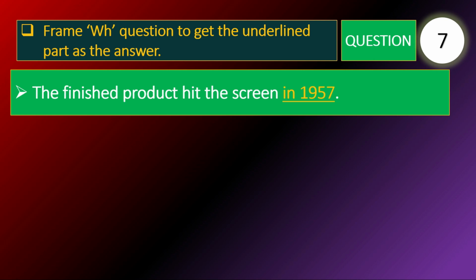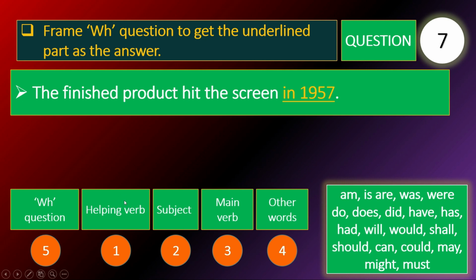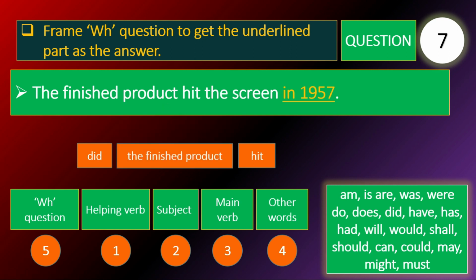The finished product hit the screen in 1957. Now here we understand that it is about time, because in 1957 tells us so. And we have to look at this verb here because it's a main verb, but we have to use helping verb and subject and main verb. Hit is verb 2, so you can split this into did and V1. So did and V1 form is hit. Did hit. What is the subject here? The finished product. So you put that here between them. Did the finished product hit the screen?